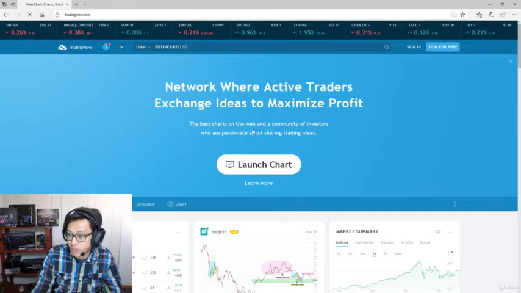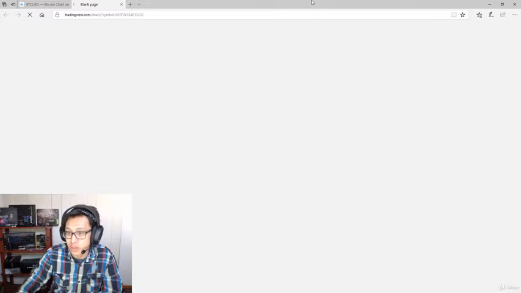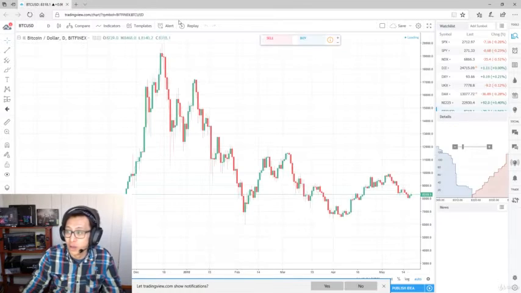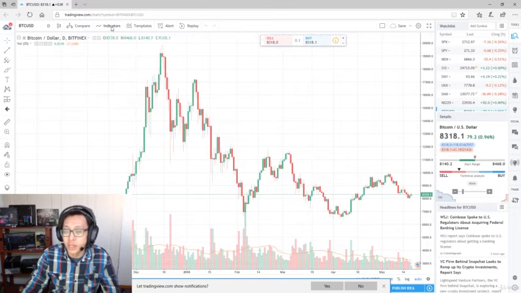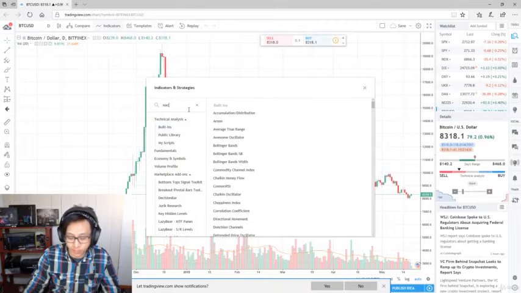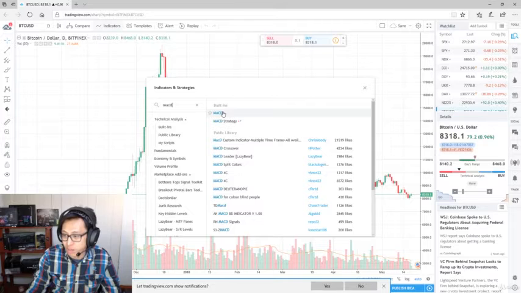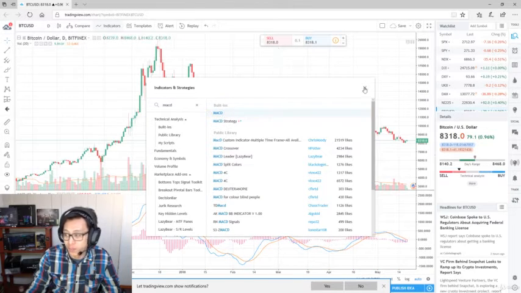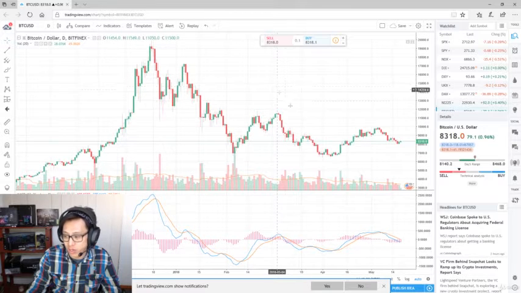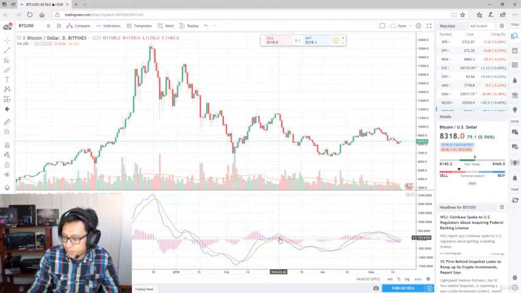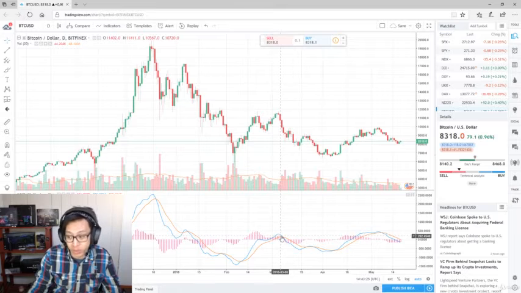So this is how we're going to set it up very quickly, okay? I'm going to show you guys how to set it up. First thing that you do is click on this indicator tab right here. Type in MACD, and it's this one right here, built-ins, MACD. Click on it one time, and then you're going to get this right here. Double click on it, guys. Trust me, you want to double click on this.